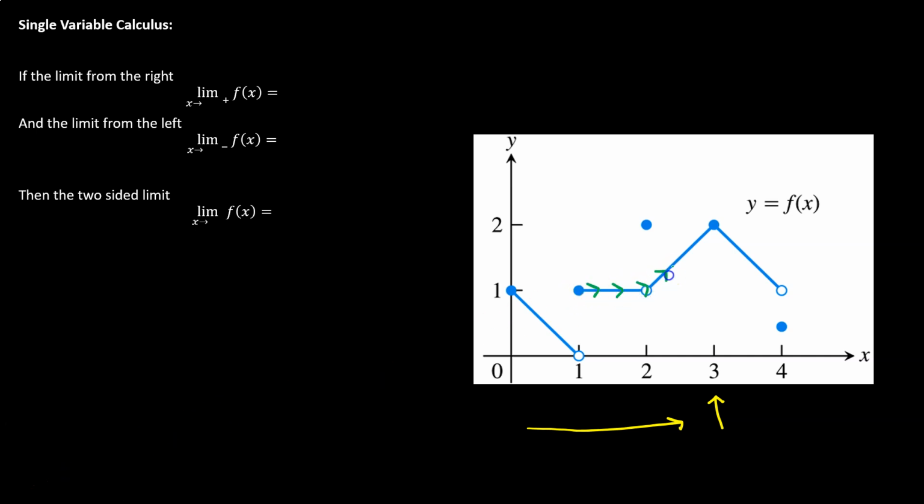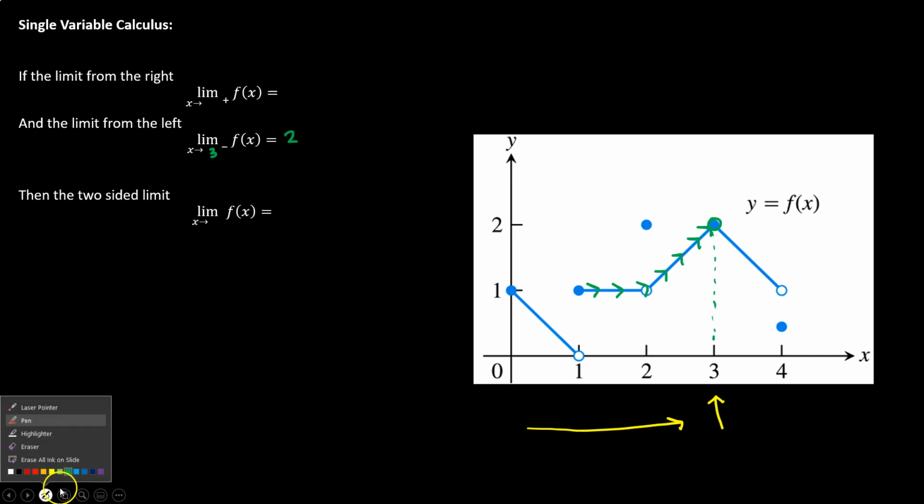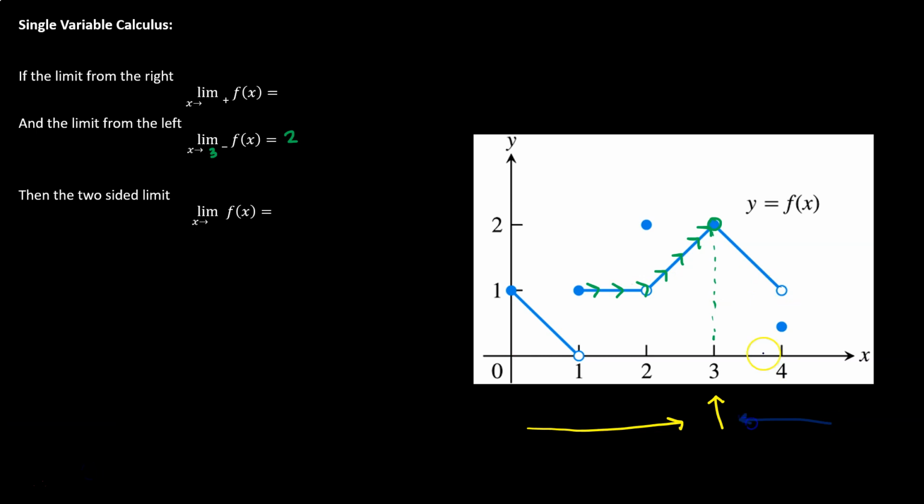Traveling on my function until I reach the function output that's directly above x equals 3. So my left-sided limit looks like, as x is approaching 3 from the left, I'm coming to 2. And for the right-sided limit, I would just travel on my function coming from the opposite side until I'm directly above the x value 3. And I get the same thing. It looks like my function's approaching 2.